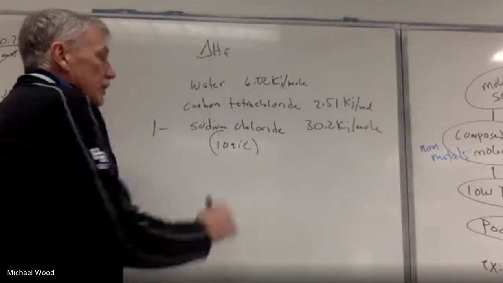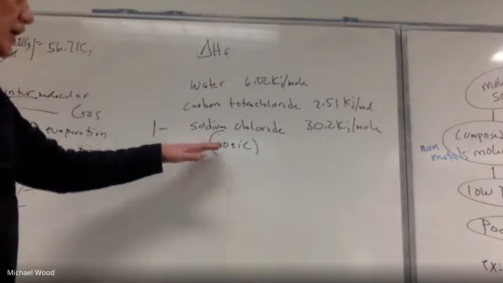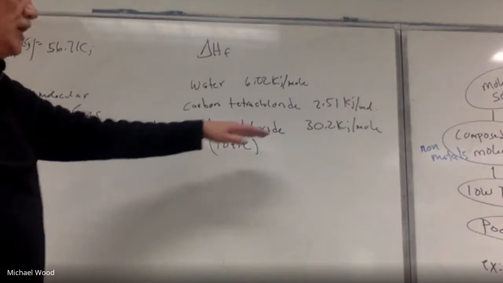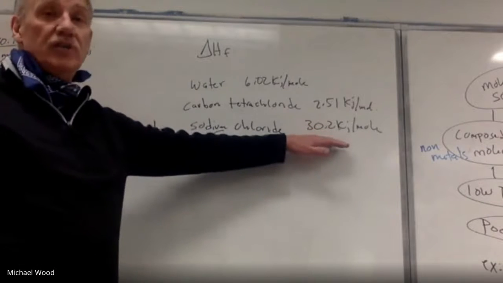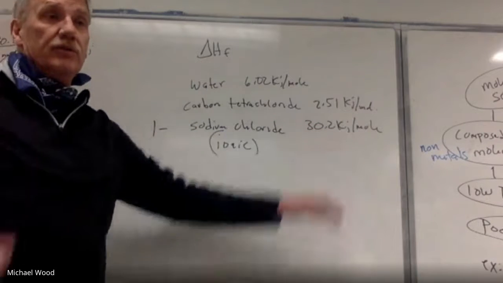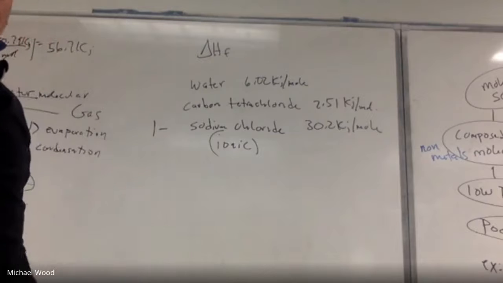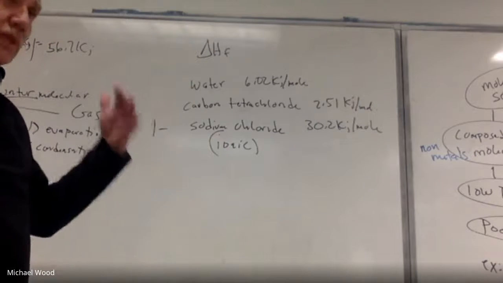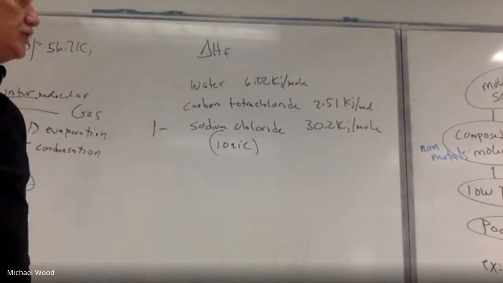What kind of intermolecular force is this? Sodium is a metal, chlorine a nonmetal. Ionic. This is ionic, right? Somebody said it well. That means that's the strongest one. I said ionic is the strongest intermolecular force. Well, it's going to take the most energy. And again, if you think about it, that makes sense. It takes a lot of energy to melt that.